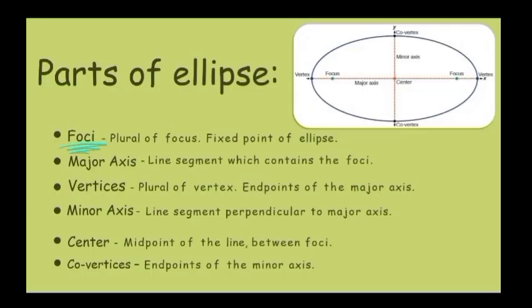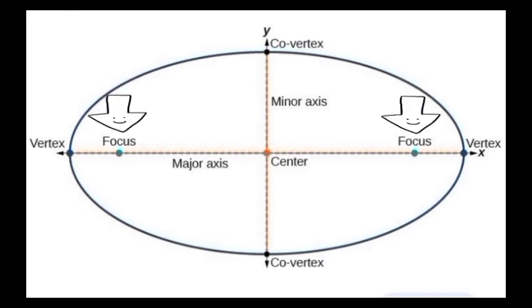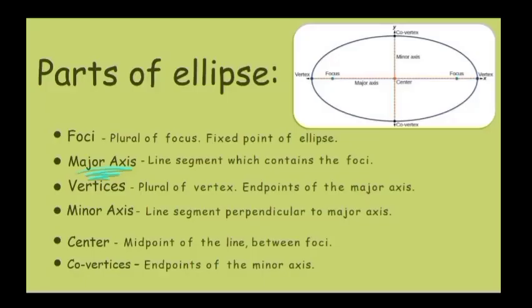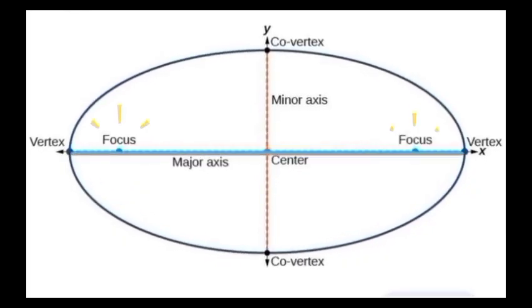First, we have the foci. It is the plural of focus, and it is also the fixed point of the ellipse. Since we have two focus points, which are focus 1 and focus 2, it is called foci. We have the major axis. It is the line segment which contains the foci. This line right here is always aligned with the foci and vertices.